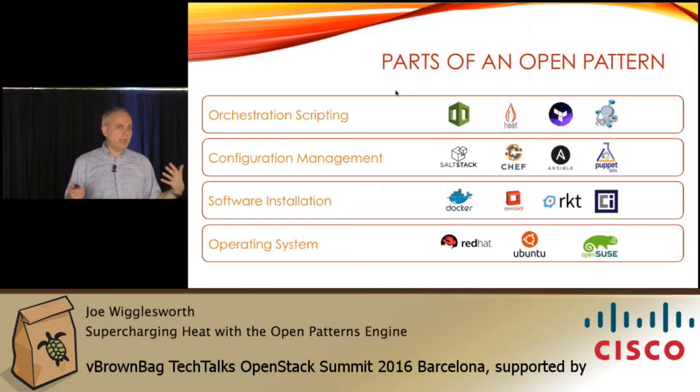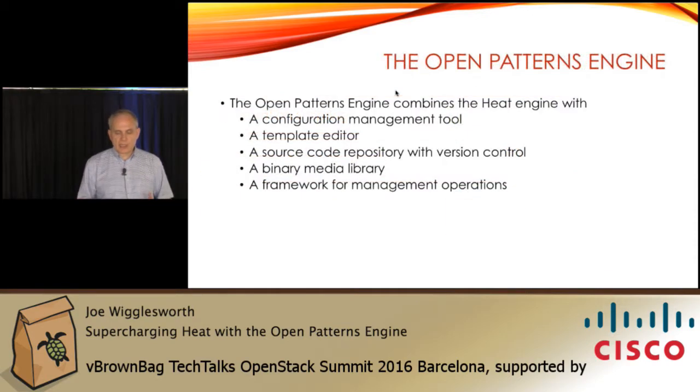But of course, you need an environment to do this in. And that's where the engine comes in, what we call the Open Pattern Engine. We combine that with the Heat engine that we have today. What we want to do is put together something that pulls together all the pieces that you need to have a useful environment. You need the configuration management tool, so that would be a server like a Chef server or a Salt server. You need that in your environment. You need a template editor.